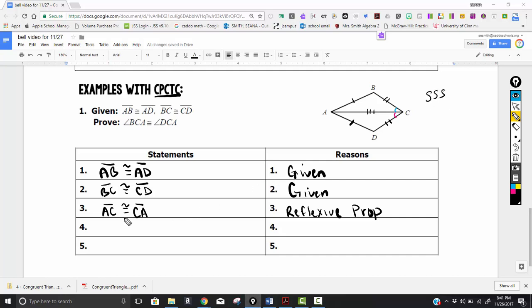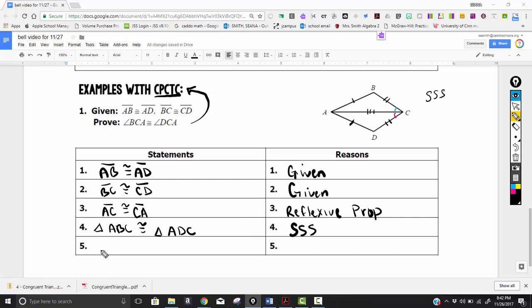Side, side, side. So down here, I can actually say that triangle ABC, and now I'm deciding how to write this one. Since it's ABC, I'm going to write in alphabetical order. Is congruent to triangle ADC. And this is based off side, side, side. Now, they wanted me to find an angle being congruent. That's why I have to use this one. If I know that a triangle is congruent, even though it's side, side, side, I also know that all its angles are congruent. To be a congruent triangle, your sides and angles must be congruent.